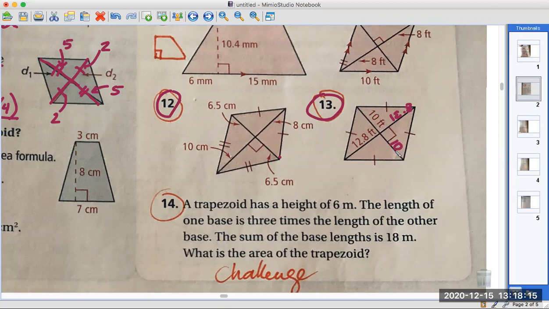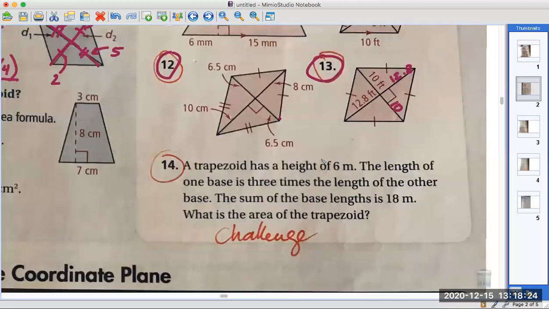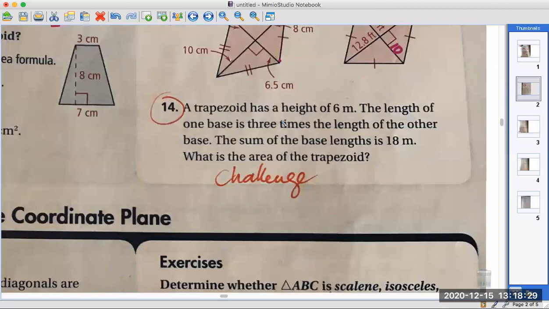You notice that the diagonals always meet at a right angle. So if you have one right angle, all 4 are right angles. That's a property, a rule. And then this is a challenge one. A trapezoid has a height of 6. The length of one base is 3 times the length of the other base. The sum of the base lengths is 18. What is the area? I thought somebody will figure it out. Somebody that loves math will sink their teeth into it and figure that out.